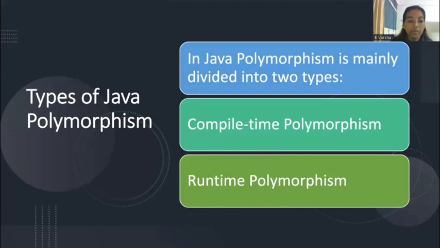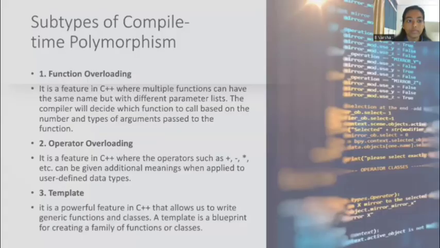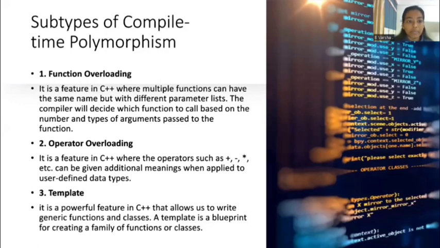There are many types of polymorphism in Java. Mainly, it is divided into two types: compile time polymorphism and runtime polymorphism. Coming to compile time polymorphism in Java, it is also known as static polymorphism. This type of polymorphism is achieved by function overloading or operator overloading. But Java does not support operator overloading. Subtypes of compile time polymorphism. There are three subtypes of compile time polymorphism, which are function overloading, operator overloading, and template.